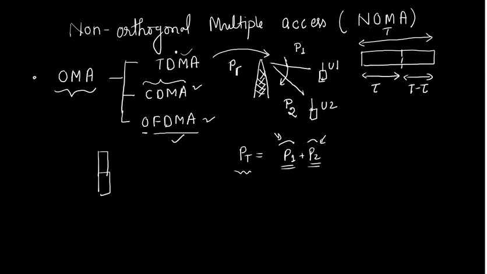So what happens? P1 does not equal P2 in general, and we allocate more power to the user with higher channel gain. The higher power is allocated to the user with higher channel gain.